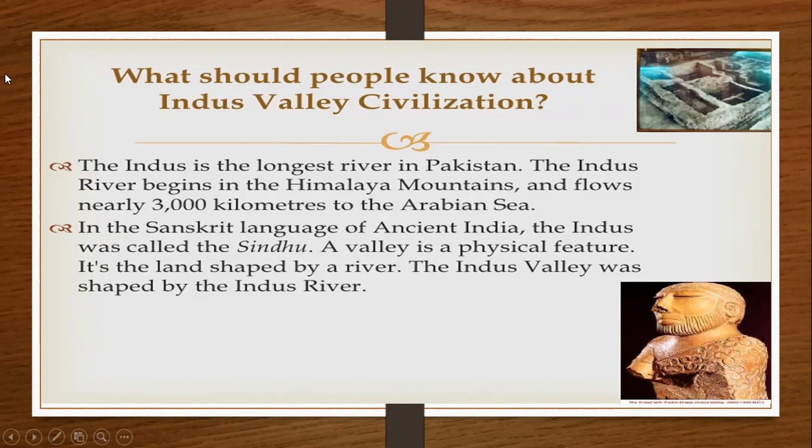A valley is a physical feature. It's the land shaped by a river. The Indus Valley was shaped by the Indus River. So this civilization started on the Indus River. These people started living in the areas near the Indus River. And where does this Indus River come from? It comes from the Himalaya Mountains.